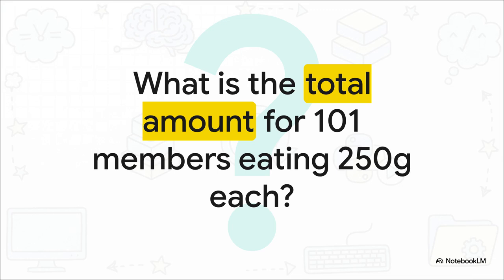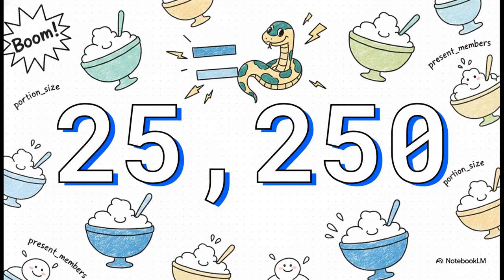Let's just do a quick bit of mental math right before Python executes this. We have 116 total people minus 15 absentees, which leaves us with exactly 101 present members. So, with 101 members eating 250 grams each, what is our final total in grams? Any guesses? Boom, 25,250 grams. I mean, that is a whole lot of dessert.